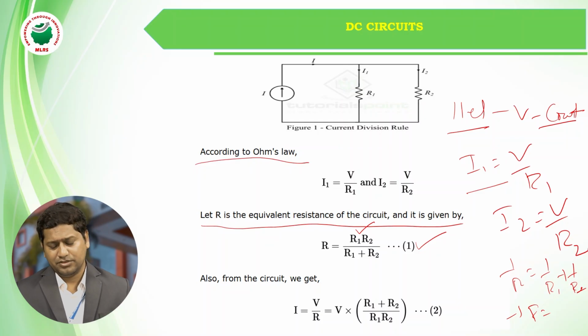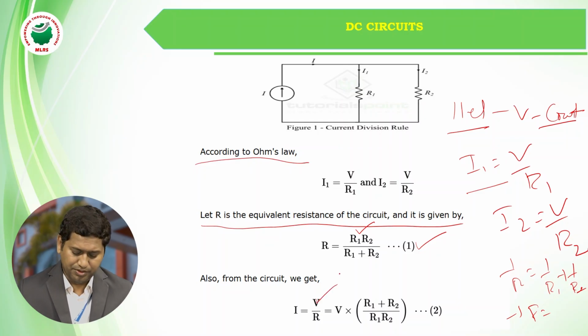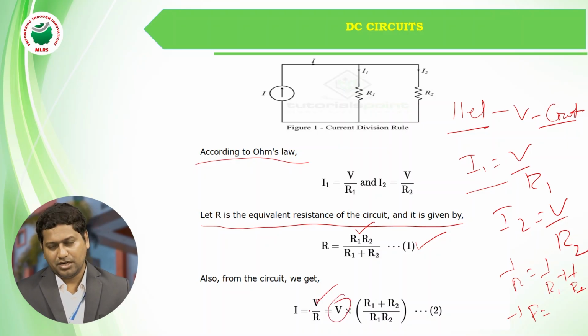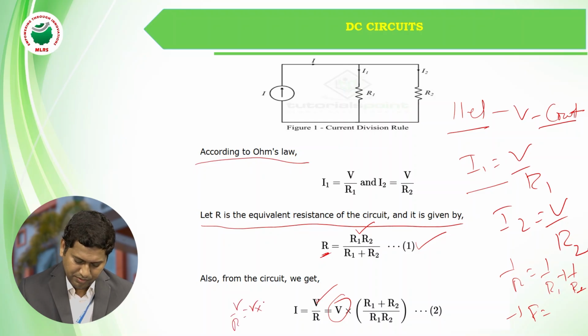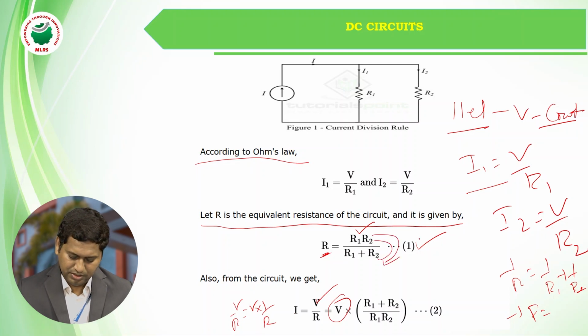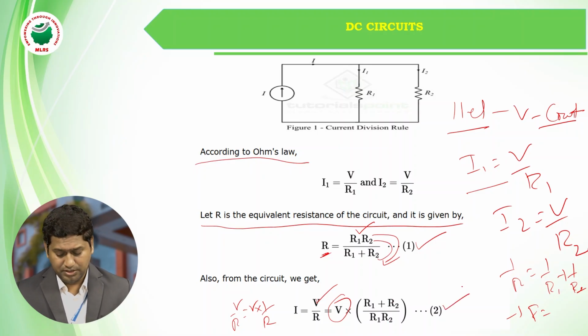Also from the circuit we get I equal to V by R. We know what R is. R is the total resistance, that is 1 by R. Here I can say V by R is equal to V into 1 by R. So 1 by R will be reversed, that is R1 plus R2 divided by R1 into R2. That is equation number 2.